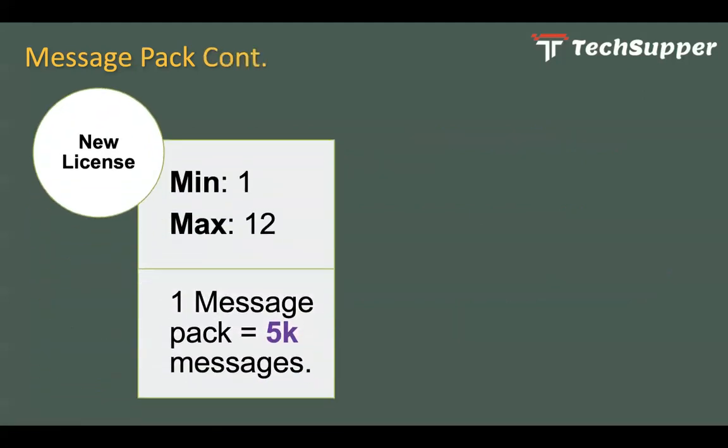There are two types of licenses offered by Oracle. One is called new license, meaning the customer doesn't have any licenses. In that case, the customer has to opt for the new license. If you opt for the new license, the bare minimum is 1, so 1 will be there by default. The maximum message pack can be 12. You cannot go beyond that.